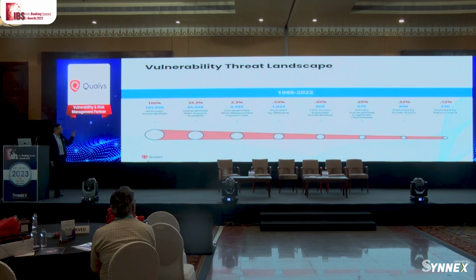If you look at this count, 34% of these vulnerabilities have exploits available. 2.3% have been weaponized with exploit code, 0.54% are exploited by malware, 0.22% are exploited by threat actors, and 0.12% are exploited by ransomware. The highest amount of risk is introduced by less than 3% of vulnerabilities in your organization, the ones which have been weaponized with exploit code.